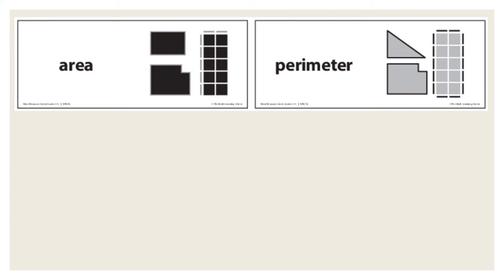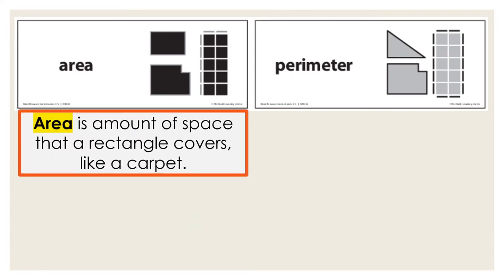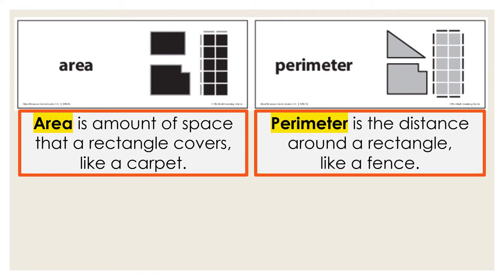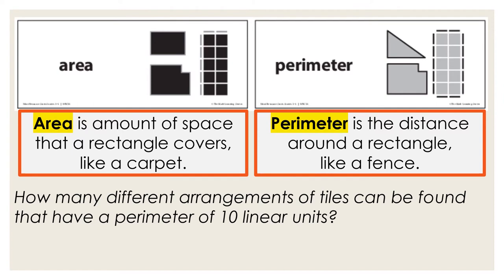Our learning target today is focused on understanding the relationship between the two measurements, area and perimeter. We can measure rectangles by using both area and perimeter. Remember that area is the amount of space that a rectangle covers, like a carpet. Perimeter is used to measure the distance around a rectangle, like a fence. So far, we have found one arrangement of tiles or tables in order to seat 10 people around. How many different arrangements of tiles can be found that have a perimeter of 10 linear units?